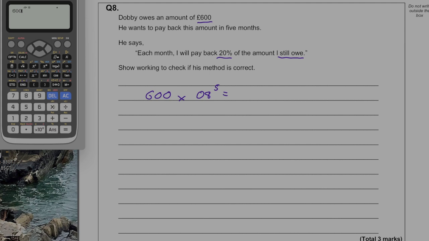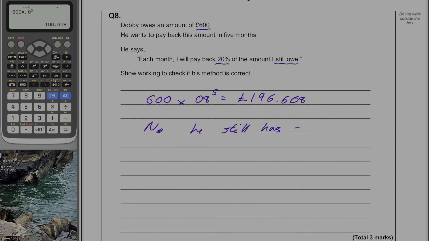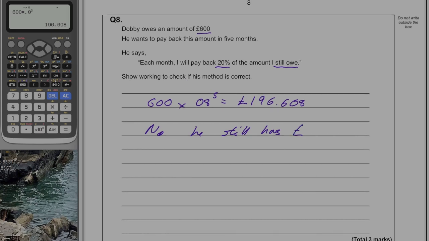So 600 times by 0.8 to the power of 5. Right, so that's what he's still got left to pay. He's still £196.61 left to pay.